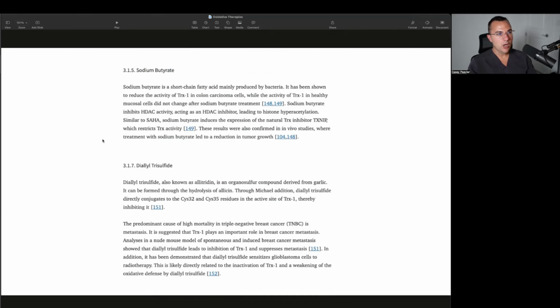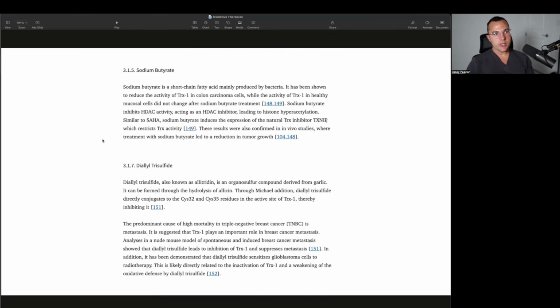The predominant cause of high mortality in triple-negative breast cancer, TNBC, is metastases. It is suggested that TRX1 plays an important role in breast cancer metastases. Analyses of nude mice models of spontaneous and induced breast cancer metastases show that diallyl trisulfide leads to the inhibition of TRX1 and suppresses metastases. In addition, it has been demonstrated that diallyl trisulfide sensitizes glioblastoma cells to radiotherapy. This is likely directly related to the inactivation of TRX1 and weakening of the oxidative defense by diallyl trisulfide.